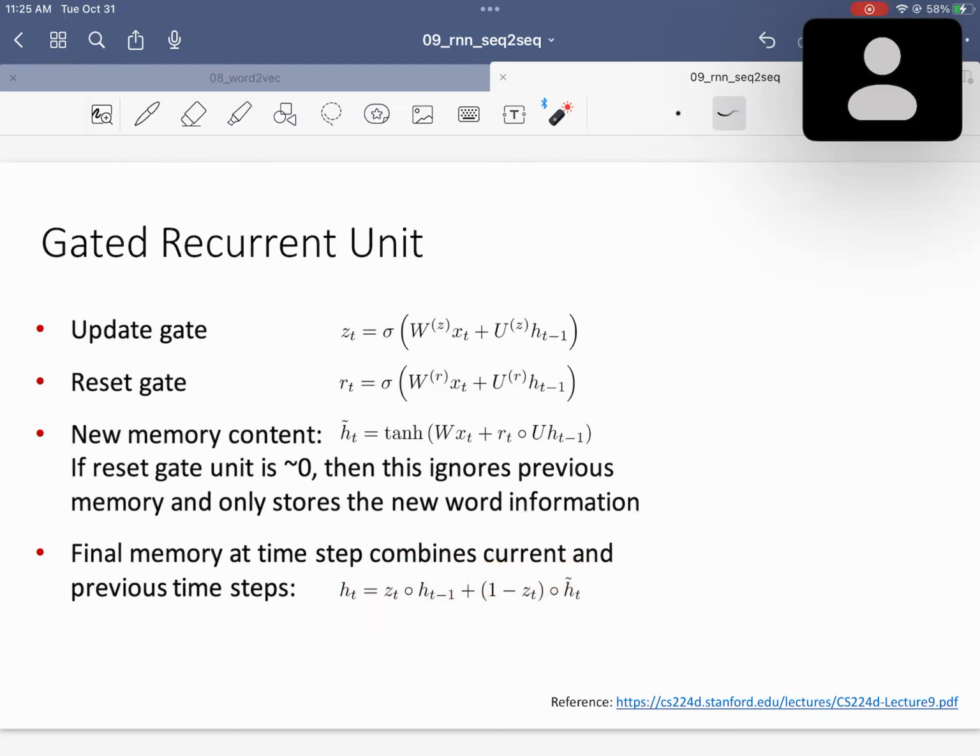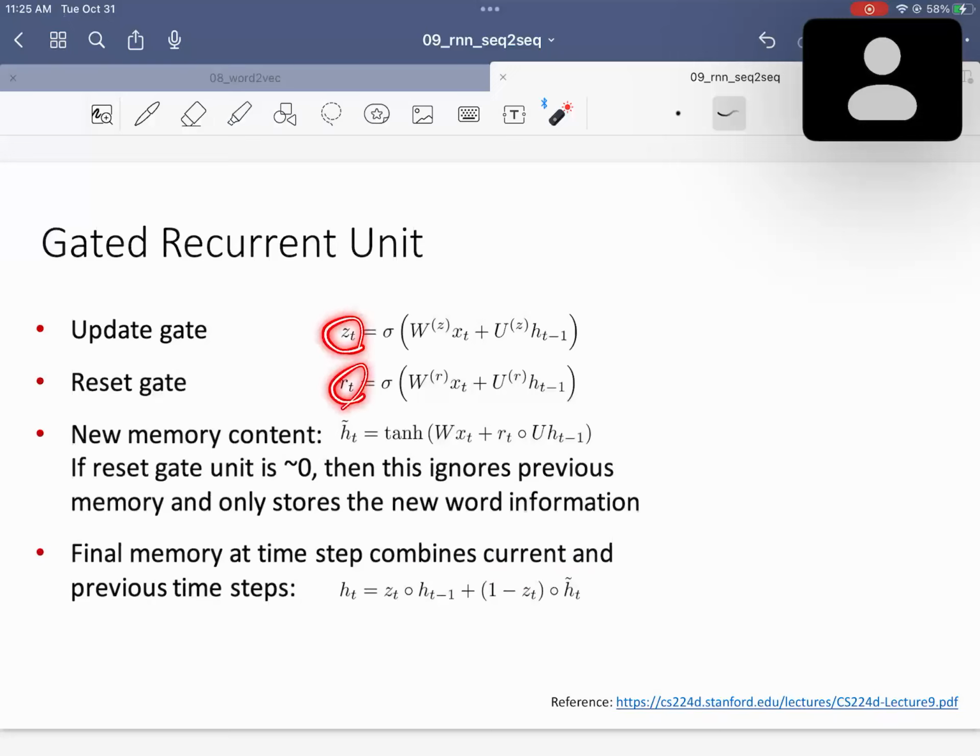Only when Z_t is close to 0 does the previous term go away, and only the H tilde term survives, because if Z_t is 0, then 1 minus Z_t is 1. Then h_t is solely determined by H tilde. So there's a trade-off: if R_t is like 0.5 and Z_t is like 0.3, then there are different amounts of past information mixed with the current information. And they're all learned dynamically.